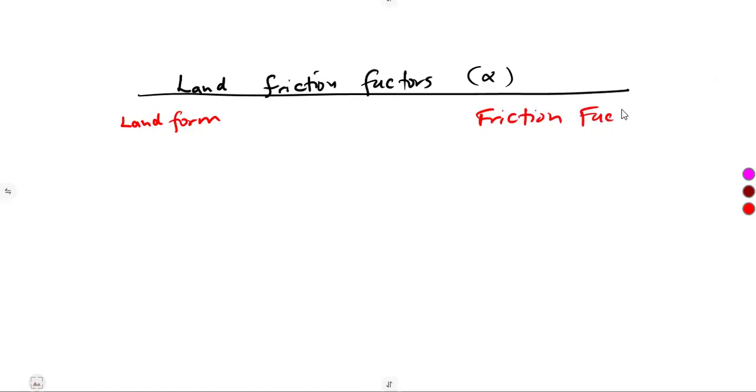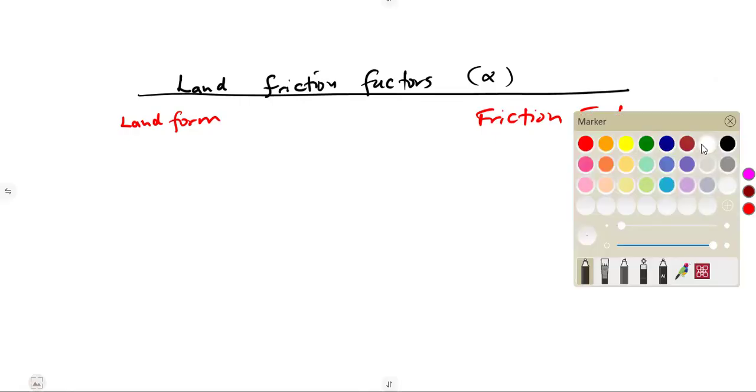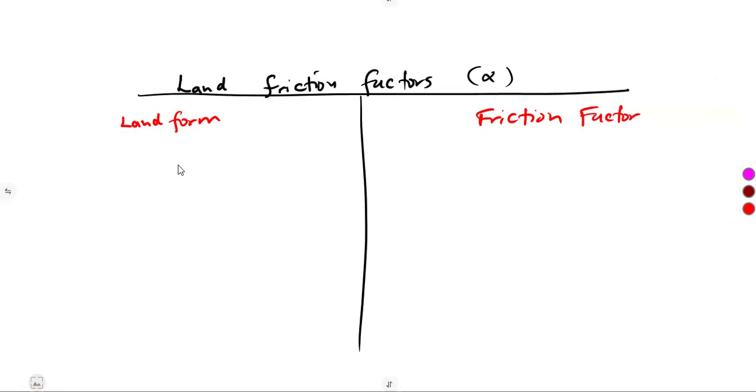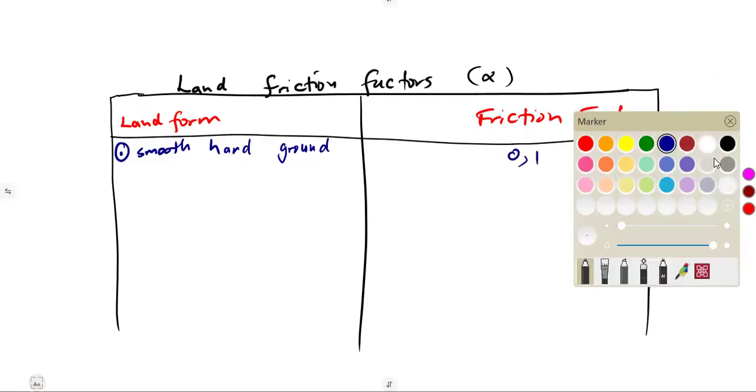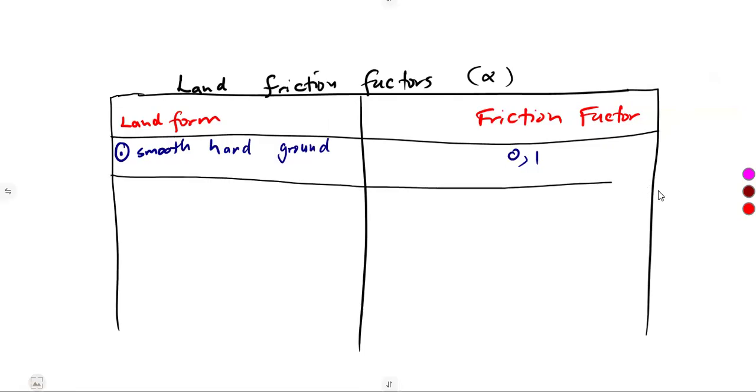The friction factor. So like I said, you'll be given these ones, but just for the sake of revision, you might need to know some of the basics according to your syllabus. We have the type of landform, which is smooth hard ground. On this one, the friction factor is to be taken as 0.1. So like I said, guys, you will be given these values.